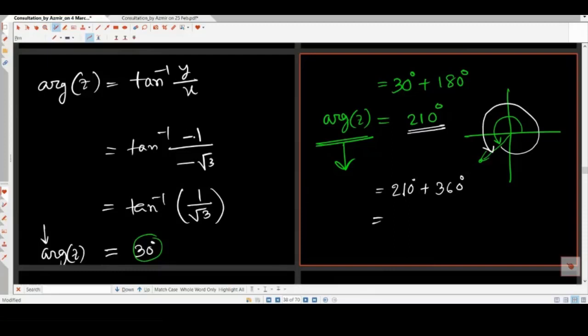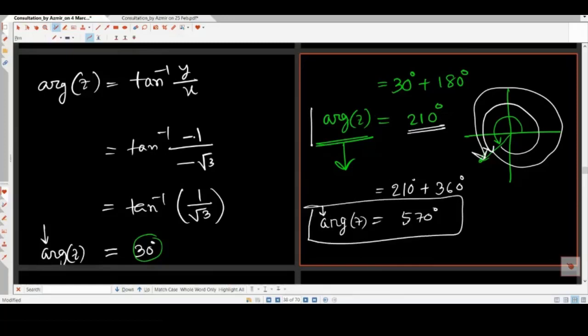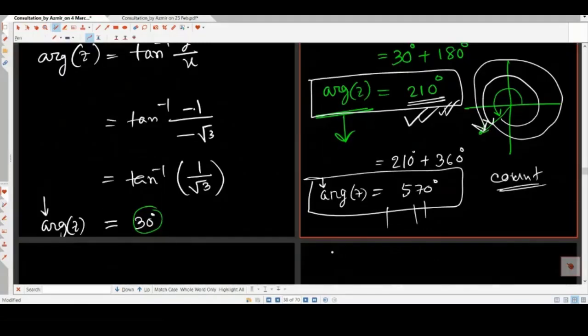So we have 570 degree. We can also come with the second rotation. Then we have to add another 360 degree. So this is also another argument, which is known as small arg. So it can be the argument. This one can be the argument. But whenever we are coming from the counterclockwise direction, we are getting larger and larger values of argument. So why not we come from the clockwise direction?